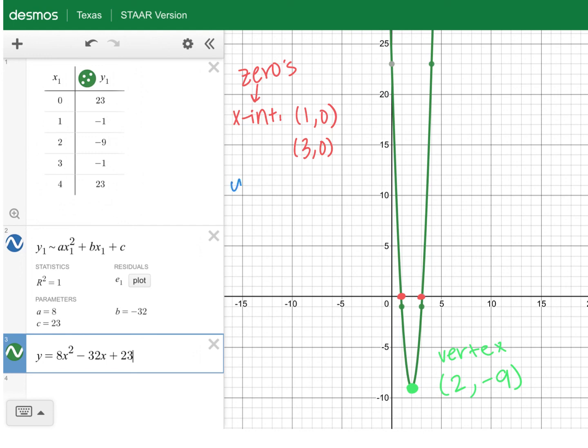Now let's look at the y-intercept. Remember, that's when it crosses the y-axis, which would be right up here. And that y value here is 23. So the y-intercept coordinate would be 0, 23.